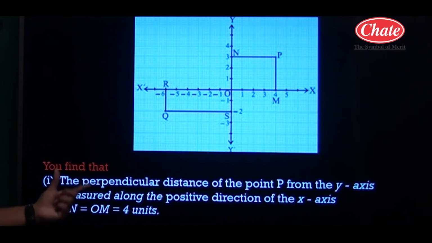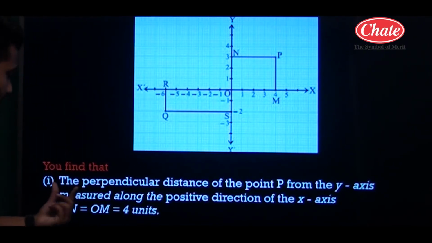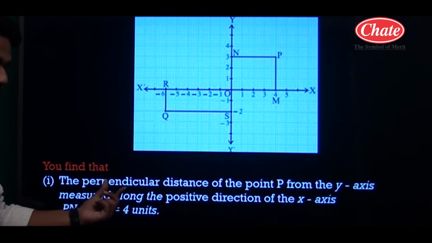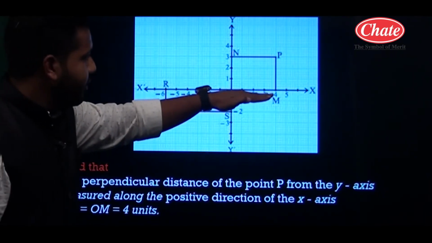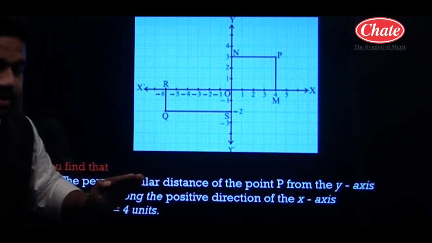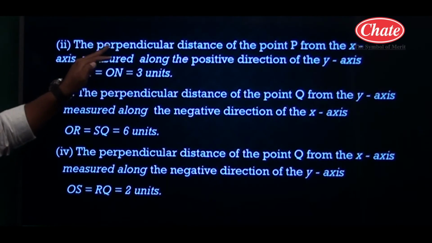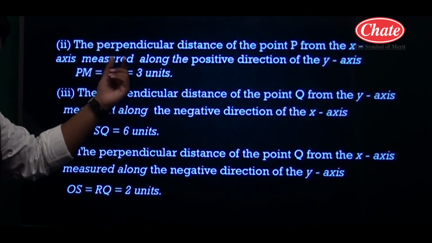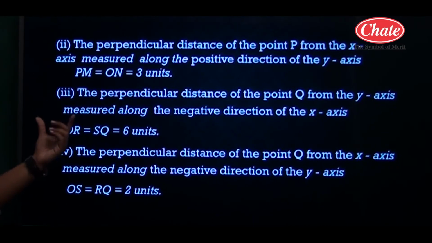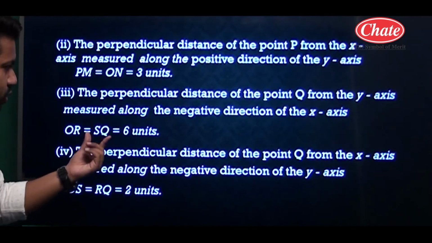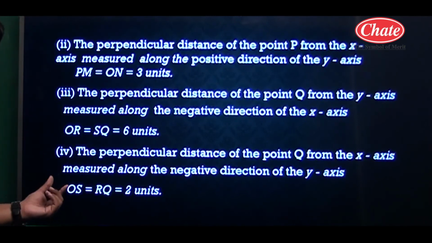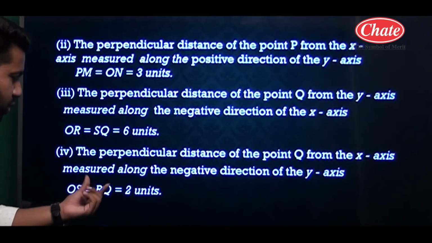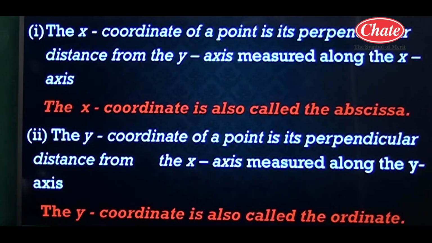Therefore, for point P, PN is equal to OM, which is equal to 4 units. The perpendicular distance of point P from the x-axis, that is PM, is equal to ON, which is equal to 3 units. For point Q, QR is equal to SQ, which is equal to 6 units. And the last one, OS is equal to RQ, which is equal to 2 units.